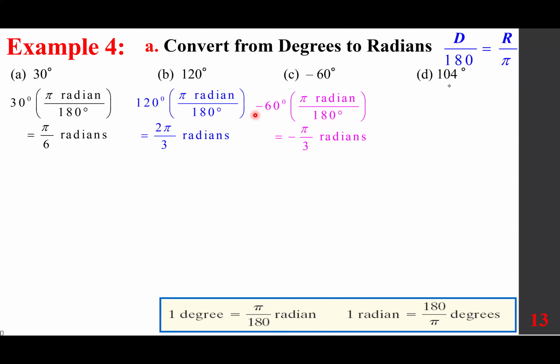What about this one? Another one: 104 and 180. You can just divide them. You get 1.815 radians, because it's not a common arc.